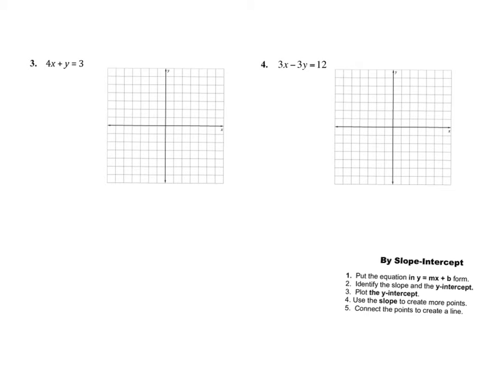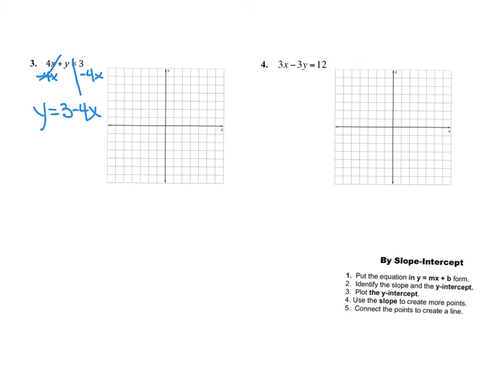All right, so let's take a look at 4x plus y is equal to 3. Now notice, our first step is to put the equation in slope-intercept form. Well, this one, y is not all by itself, but we can get it all by itself. I'm going to subtract the 4x from both sides, leaving that y all by itself. I have y is equal to 3 minus 4x.